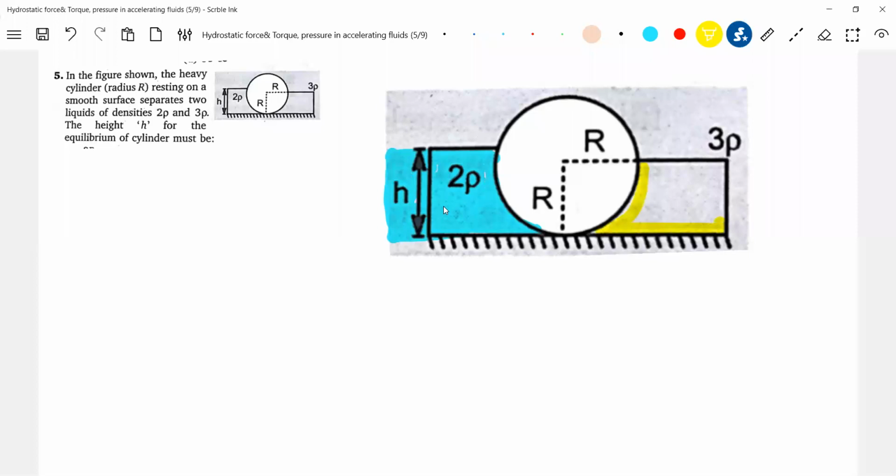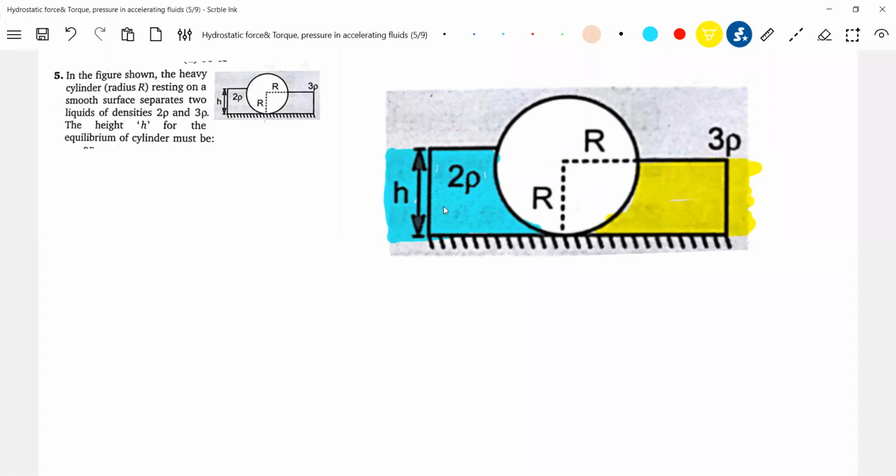The main purpose of all the numerical discussion is, very rarely will you go for a method. Most of the cases you will try to analyze logically. So the liquid which is present on the left-hand side will exert a force, and it's a cylinder.